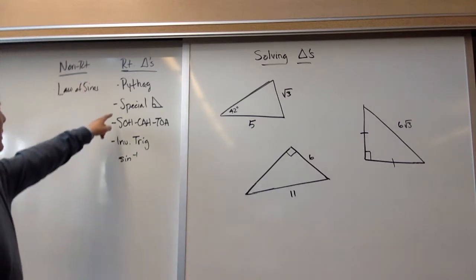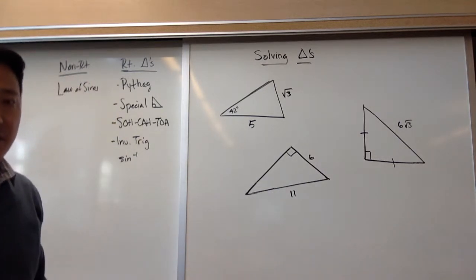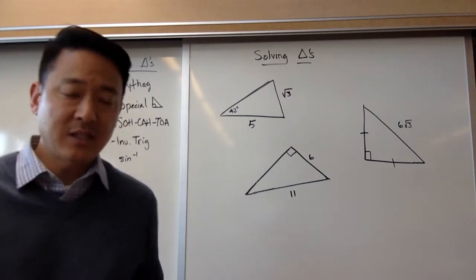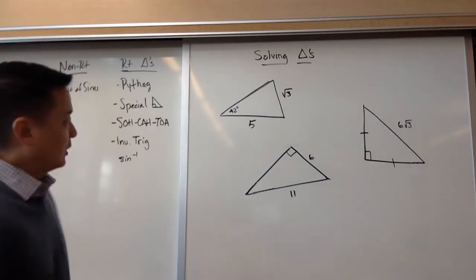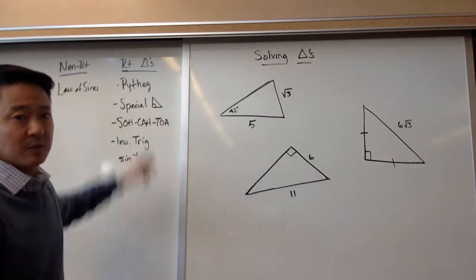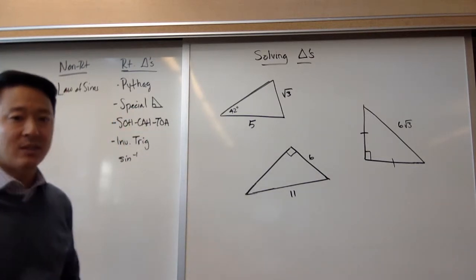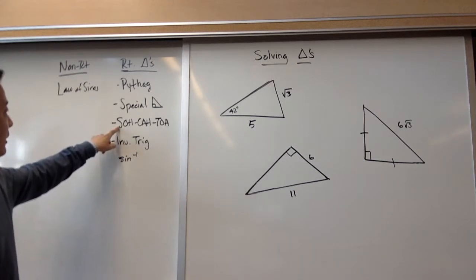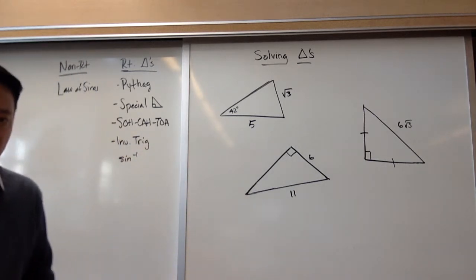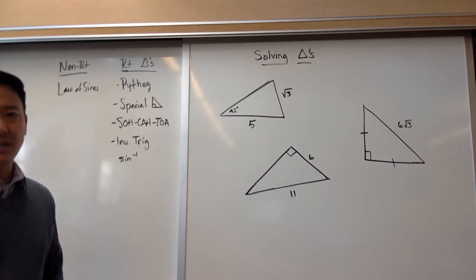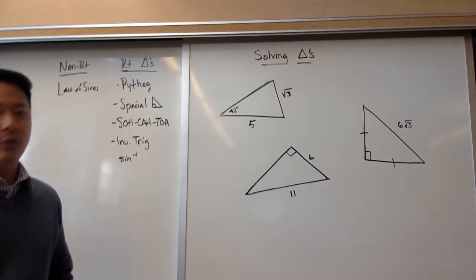Then we learned strategies for special right triangles. If we are given a 30-60-90 or a 45-45-90 special right triangle, then we know we've memorized some special relationships between the sides. Next, we learned straight trigonometry, sine, cosine, and tangent. We can use sine, cosine, and tangent if we're given a right triangle where we know one angle and one side and we're solving for another side.